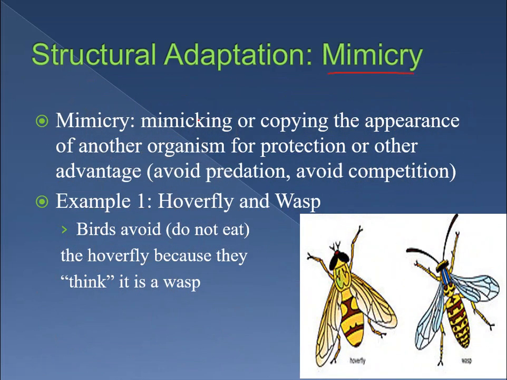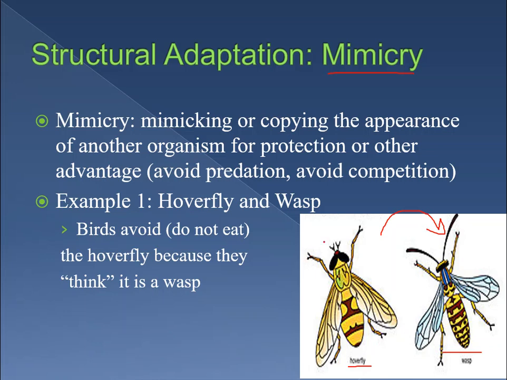Mimicry is similar, but mimicry is specifically when you're copying the appearance of a dangerous organism. You're copying the appearance of an organism that's usually poisonous or dangerous to compete with. And in this case, the hoverfly copies the wasp, because the wasp is usually dangerous, whereas the fly is not.